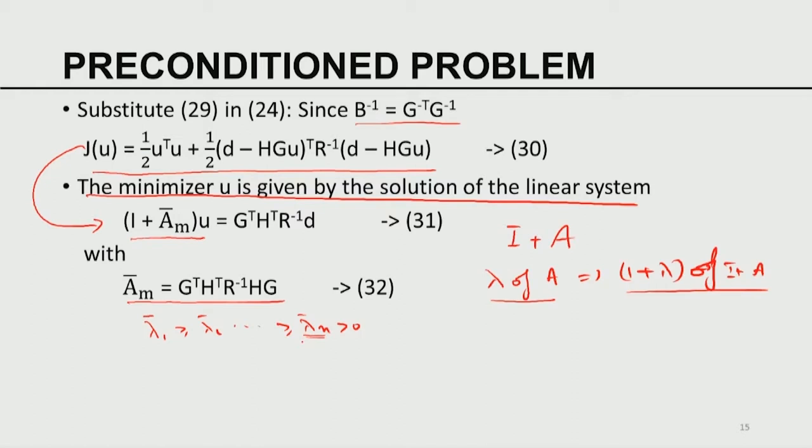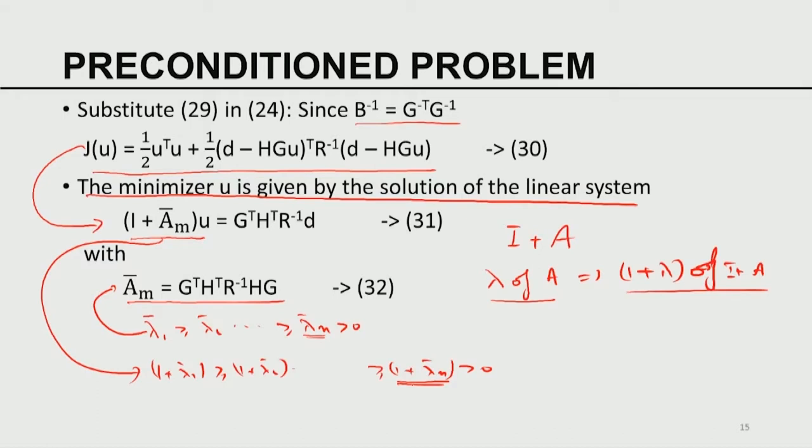So the eigenvalues of I plus A bar m are 1 plus lambda 1 bar, greater than or equal to 1 plus lambda 2 bar, greater than or equal to 1 plus lambda n bar, and this is greater than 0. Now look at this: the least eigenvalue is 1 plus lambda n bar. 1 plus lambda n bar can never be close to 0.